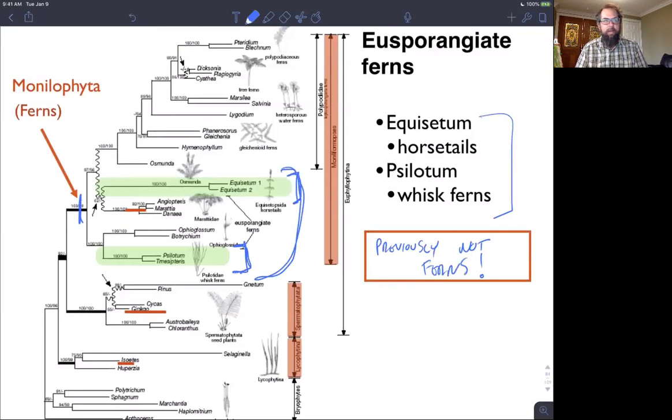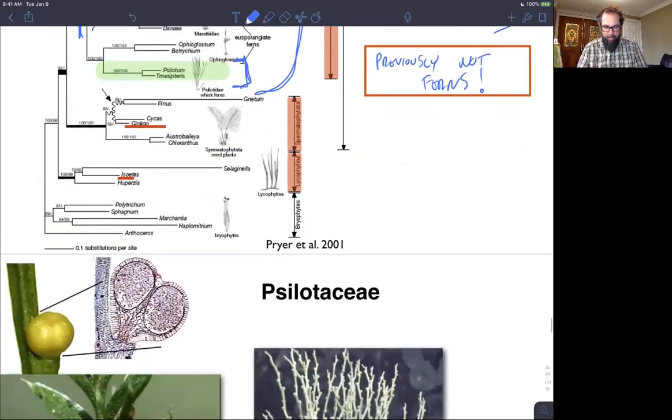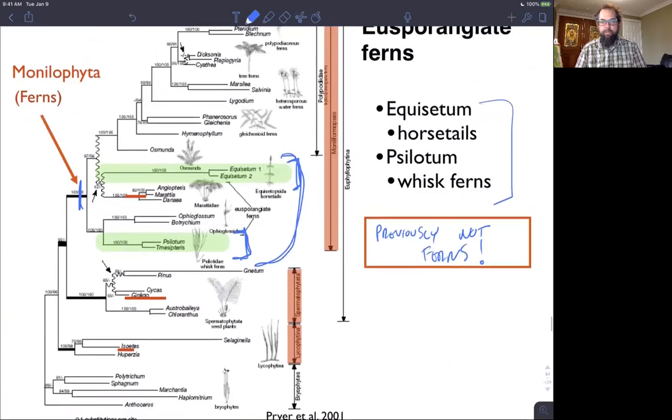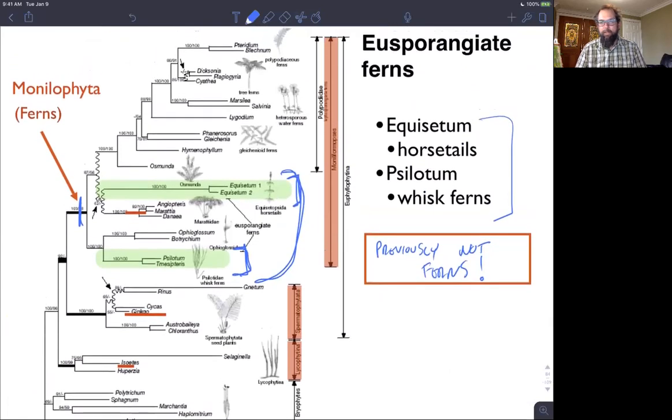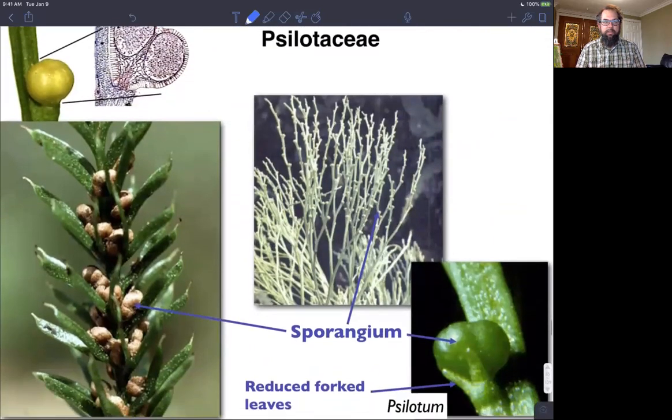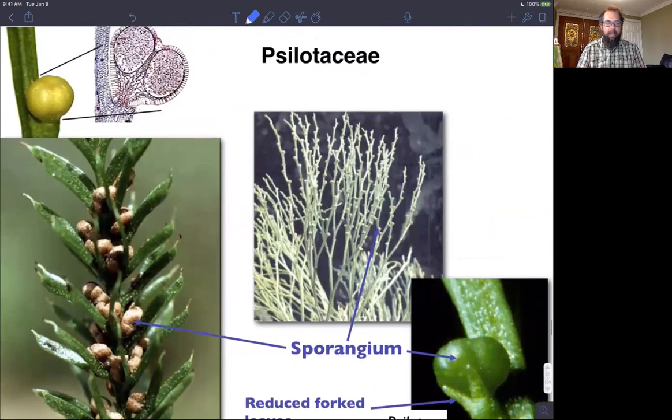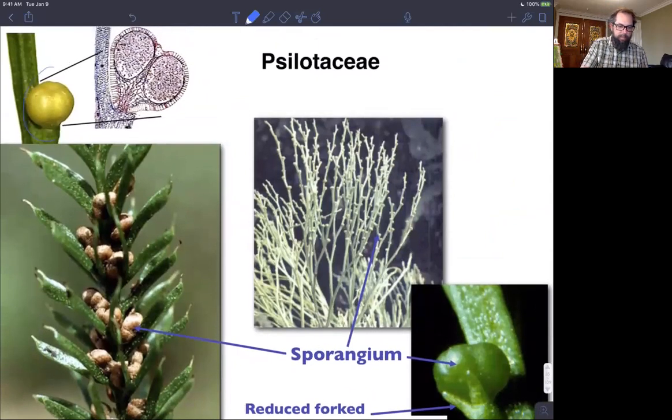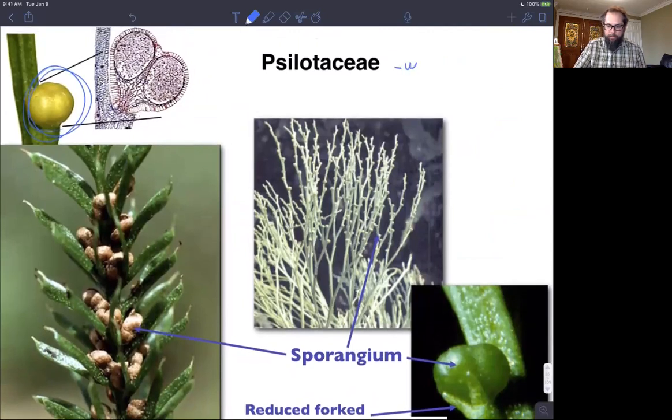They have a lot of morphologies that are unique to themselves that other groups don't have, which is why they were classified separately previously. But now they're actually shown, like I said, to be part of that group. And we can look at them, and what we see is they're odd. They have eusporangia in that they have these thick-walled sporangia. This is the whisk fern, Psilotum.